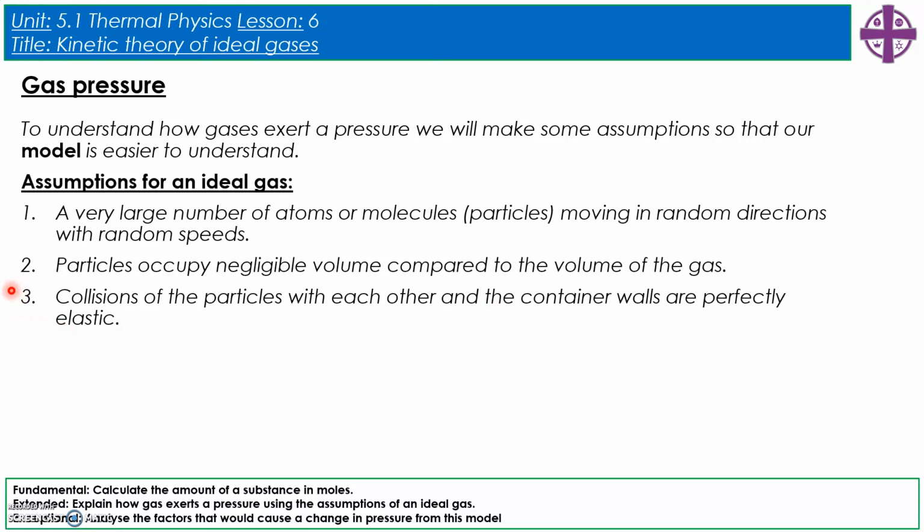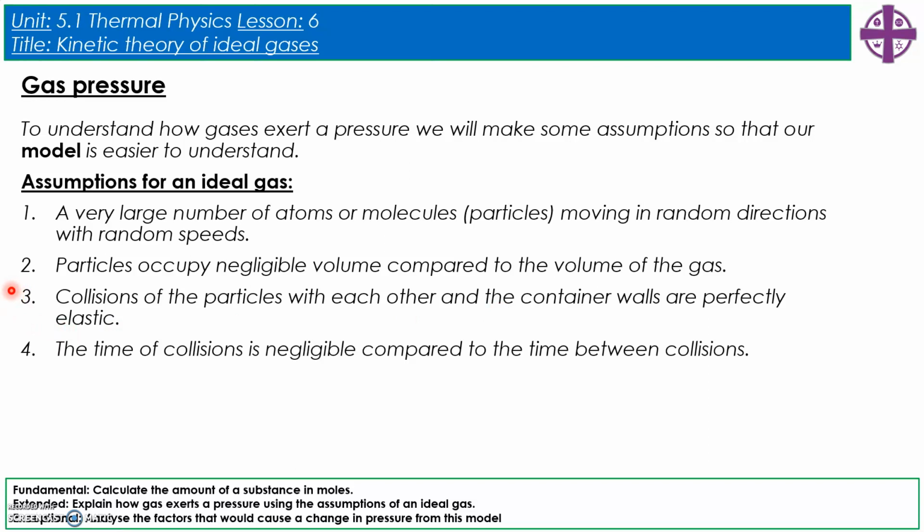Read through point number 4. What this means is that the time that particles spend colliding is much less than the time they spend between collisions. So most of the time particles are flying around, not hitting into anything, and every now and then they will hit with something, but that time is much less than the time they spend just flying around. And read through the 5th assumption and the final assumption.